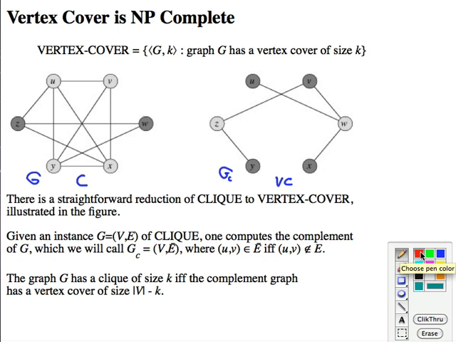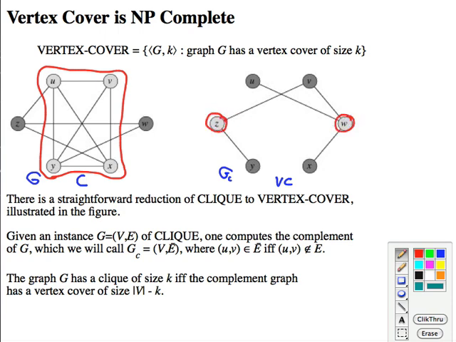Well, first of all, we know that if there's a clique in this graph here, then all of these vertices have edges between all of them, and so none of them have edges between them here. So we don't need to include them in the vertex cover on the right-hand side, because any edge in the graph on the right-hand side will always involve at least one vertex that's not in the clique.